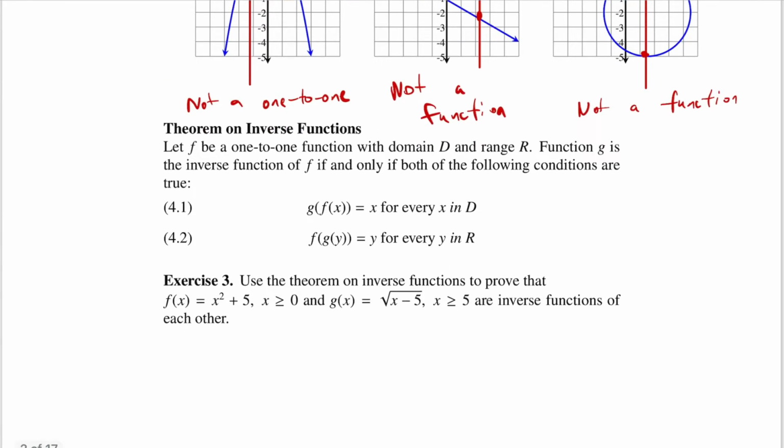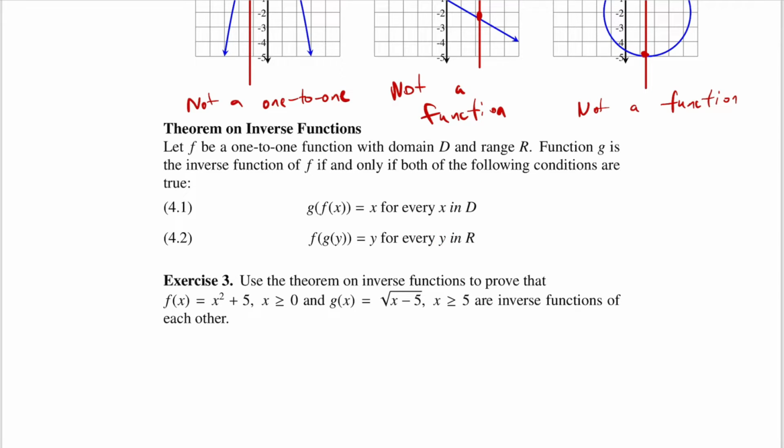All right, so the theorem on inverse functions. Let f be a one-to-one function, where the domain is D and the range is R. Function g is the inverse of f if and only if both of these conditions hold. We have to show that the composition g of f of x is equal to x, and vice versa, that the composition f of g of y is equal to y. You don't have to use y. You can also use x for both of them. I prefer to use x for both of them.